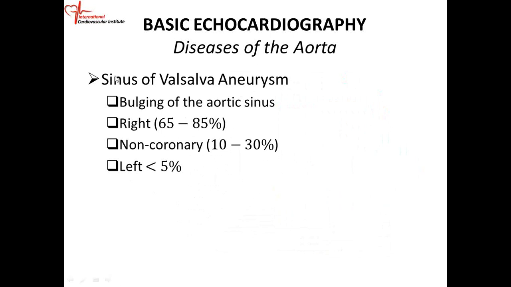All right, so sinus of Valsalva aneurysm. Again, aneurysm is just an outpouching, an enlargement. So when you look at your sinuses, you have bulging of the aortic sinuses. It's more common for the right sinus to be aneurysmal in about 65 to 85% of the time. The non-coronary sinus in about 10 to 30%, and the left less than 5%. So the majority of your sinus of Valsalva aneurysms involve the right sinus.